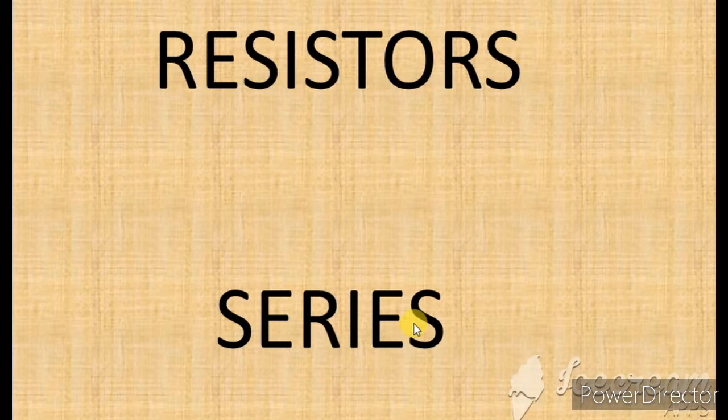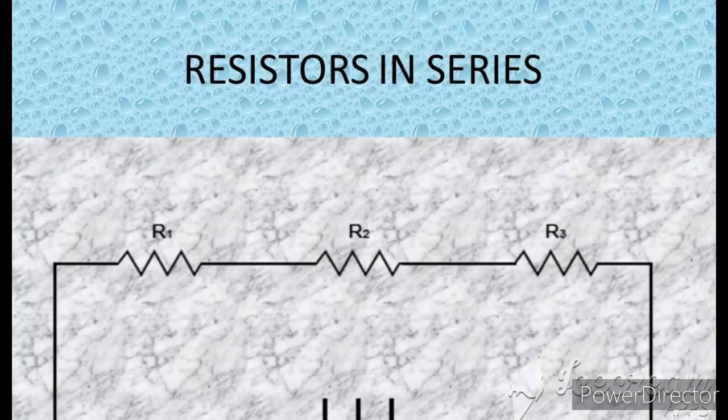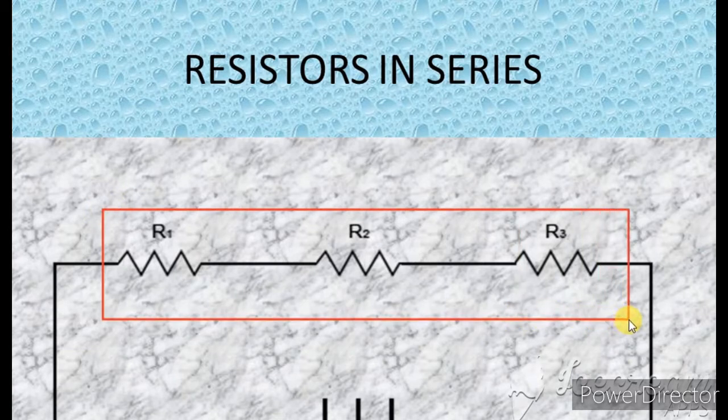We are going to see resistors in series. So we are going to consider resistors which are connected in series. For this, let us consider a few resistors named R1, R2 and R3. These resistors are connected in series. What is meant by this? Series is when they are connected in a straight line like this. That means series.